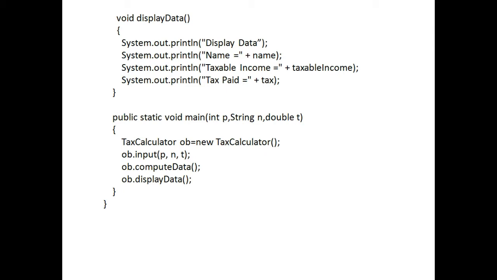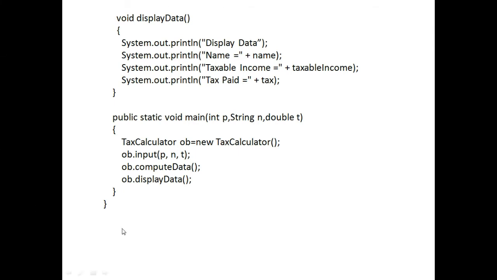But these three things we need to combine together. Until you write the main function in a program, the compiler will be totally confused about which function should be executed first. So we need to mention the main function, and in the main function you can see I've written int p, string n and double t. These are the actual parameters which the user will input.